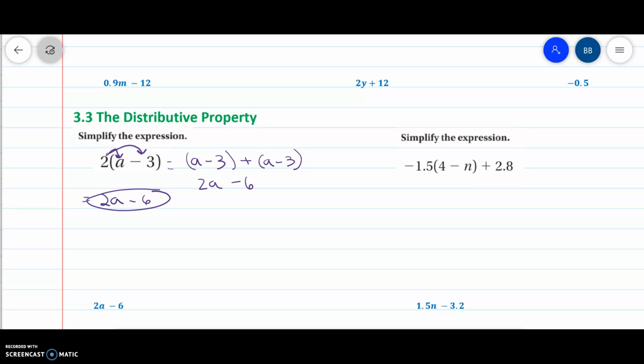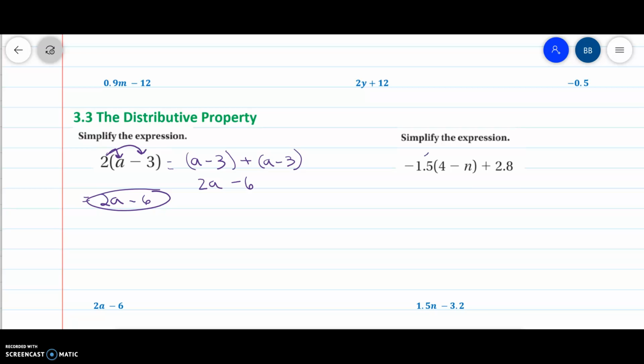Okay, for this next one, the numbers are just getting a little bit harder. So we'll focus on this first expression first. So we have negative 1.5 times 4 minus n, and then we'll deal with the plus 2.8 at the end of it once we've simplified this first expression a little bit more.